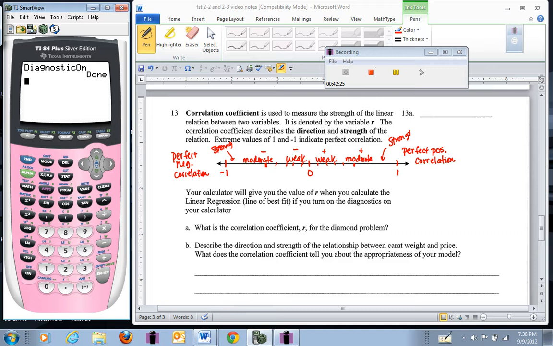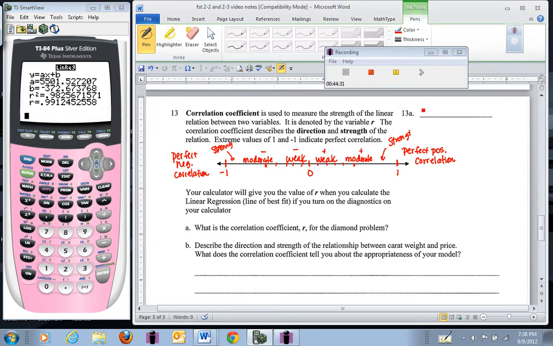So once again, what we did is we went to Second Catalog, then I went to the D, which is right on the matrix button there. Then I scrolled down until I found Diagnostic On, and then I hit Enter twice. Now when I go to Stat Calculate and do number 4, it's going to give me my linear regression, but it's also going to give me the value of R squared and the value of R. We're not too interested in what R squared does, but we're very interested in what the value of R is.